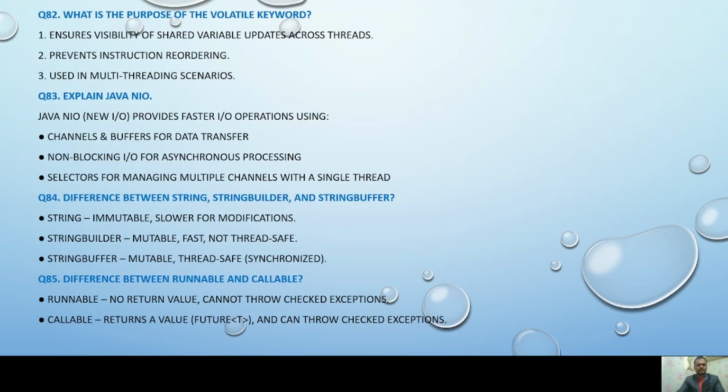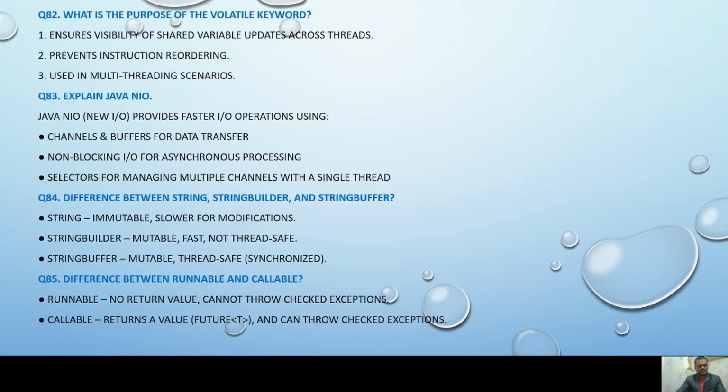Next question. What is the purpose of the volatile keyword? Ensures visibility of shared variable updates across threads. Prevents instruction reordering. Used in multi-threading scenarios.